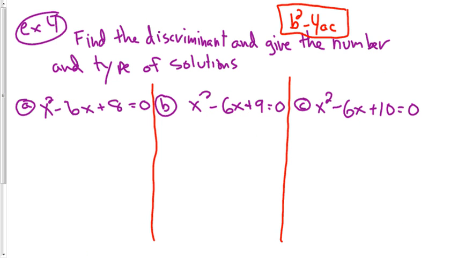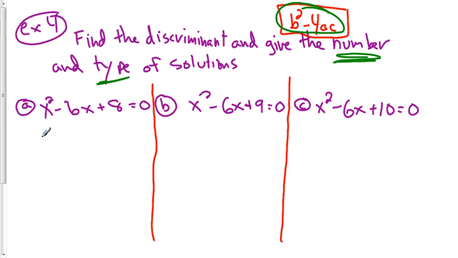Okay, last page, one example. Let's do this for all 3 possible scenarios. So find the discriminant and give the number and type of solutions. So how many are there and what type? It's either real or imaginary. So b squared minus 4ac is the part of the quadratic formula under the radical, and that's what we use. That's all we have to use.